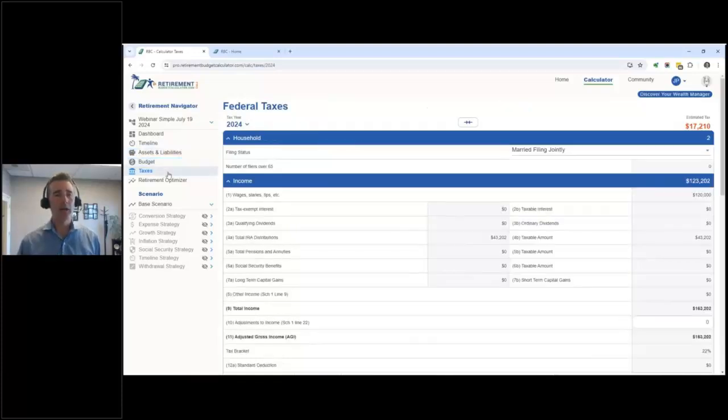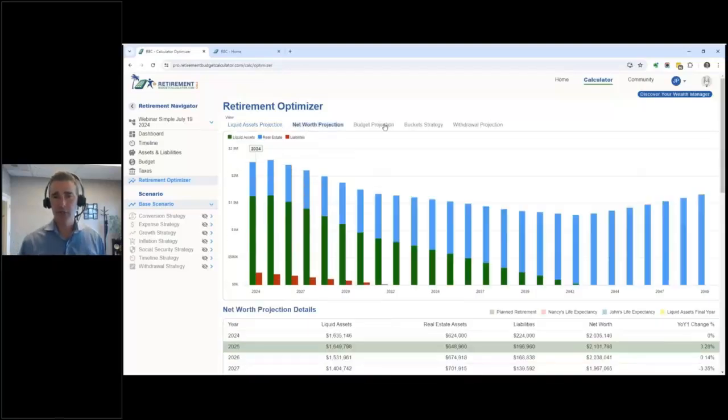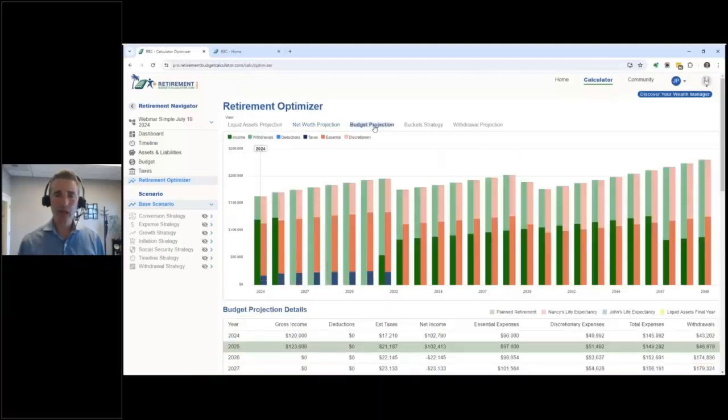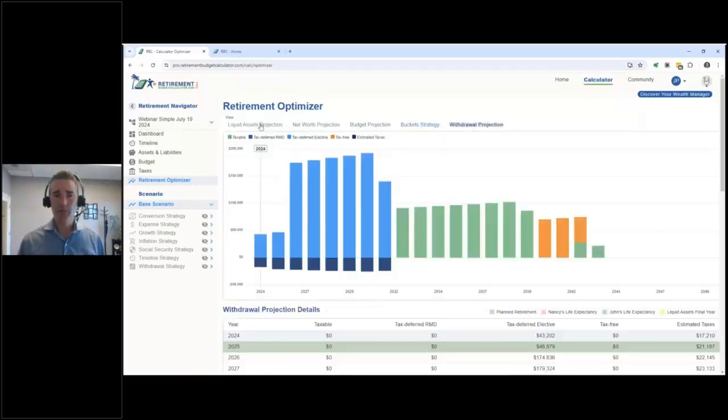Now, the retirement optimizer is what we used to call the future view, but it's so much more powerful that we wanted to give it a brand new name. So we've got the retirement optimizer. And of course, we have your liquid asset projection, your net worth projection. Notice how you see your real estate growing over time, a budget projection, a bucket strategy if you want to diversify your money across time segments, and then a withdrawal projection.